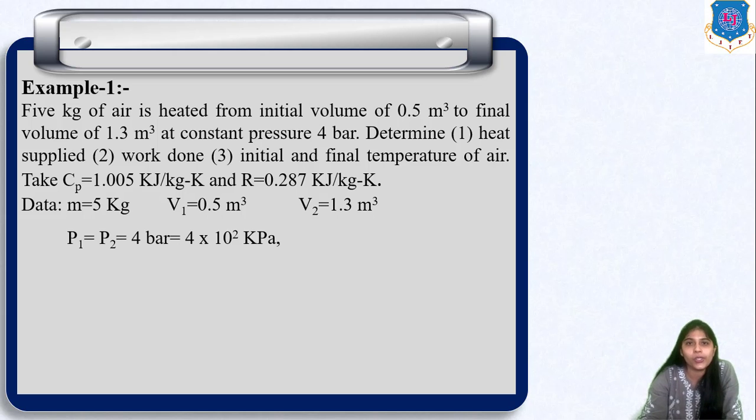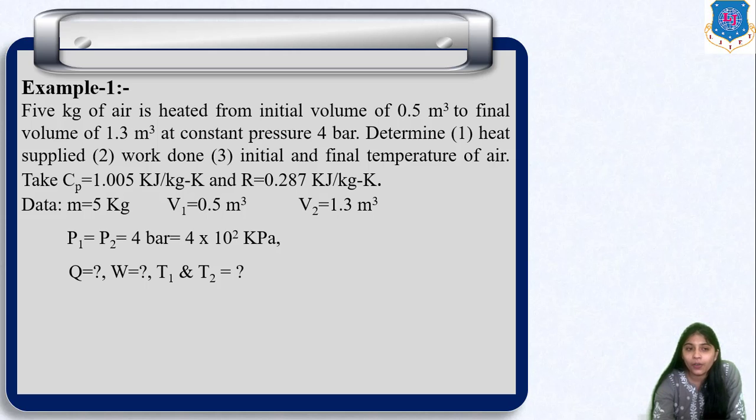Right, so first of all what we have to do is convert all the units into SI units, into MKS unit, basically. So we'll convert bar, right, so we know that 1 bar is equal to 10 raised to 5 Pascal. So 4 bar will be actually 4 into 10 raised to 5 Pascal. Instead of 10 raised to 5 Pascal we can also write 10 raised to 2 into kilopascal. So pressure is converted from bar into Pascal, right? Then volume is given, both initial and final, and mass is also given. Okay. So we have to find heat supplied, work, and initial and final temperature of air.